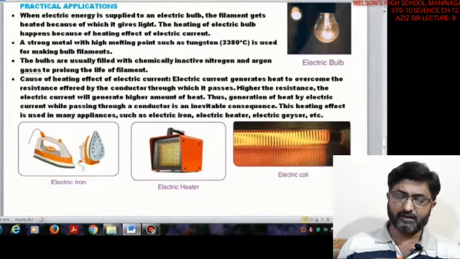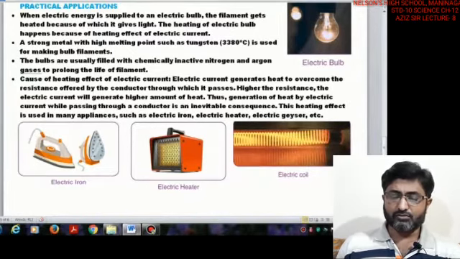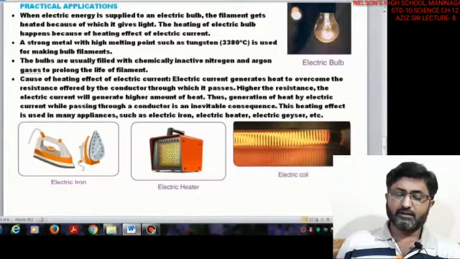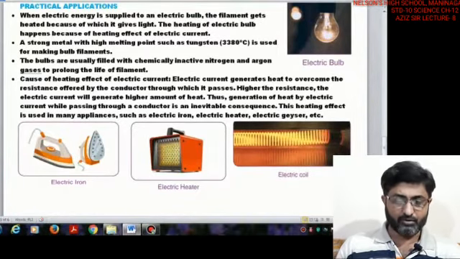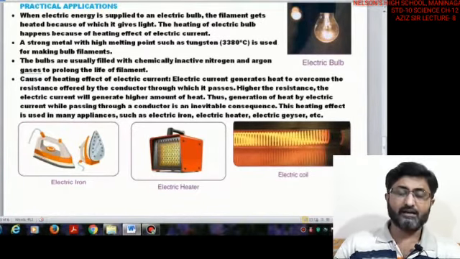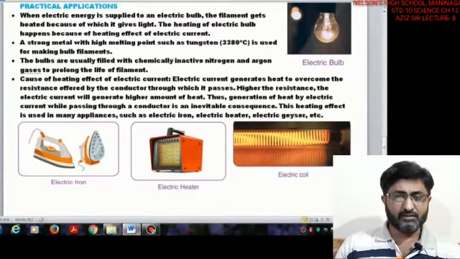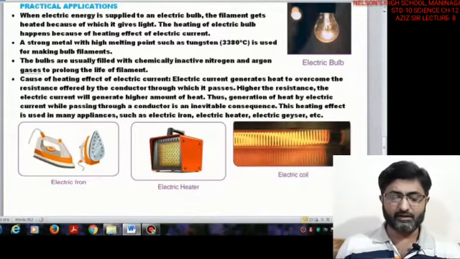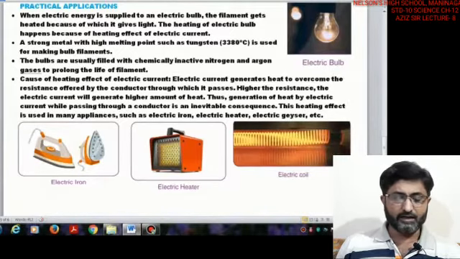electrical current is generated, heat to overcome the resistance offered by the conductor through which it passes. The higher the resistance, the electrical current will generate a higher amount of heat. That means, the higher the resistance, the more amount of heat is dissipated, and we use the heat for different applications. To generate the heat, electrical current is used by passing through a conductor, an unavoidable consequence.